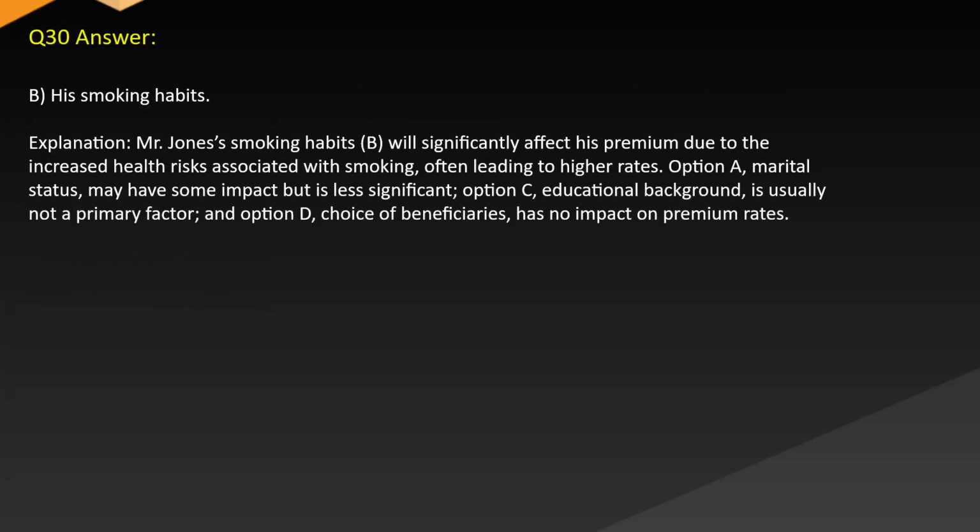Answer: B is smoking habits. Explanation: Mr. Jones's smoking habits, B, will significantly affect his premium due to the increased health risks associated with smoking, often leading to higher rates. Option A, marital status, may have some impact, but is less significant. And option C, educational background, is usually not a primary factor. And option D, choice of beneficiaries, has no impact on premium rates.